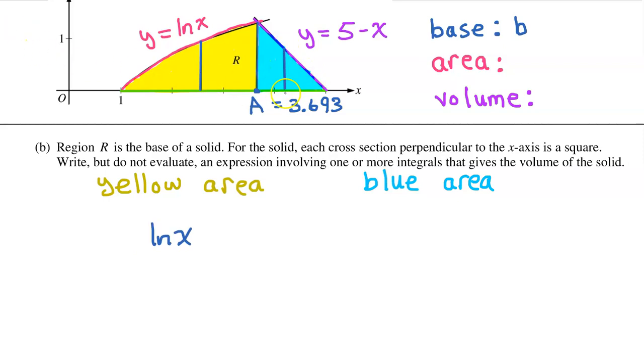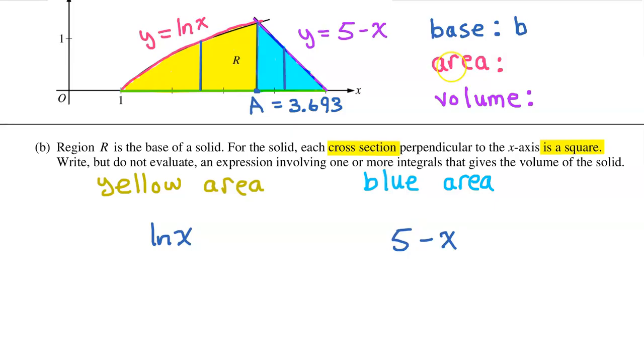Let this blue segment represent the length of the base of a single slice in the blue area. We can find this length by subtracting the top function minus the bottom function. The top function is 5 minus x. And the bottom function is 0, but again, we don't need to write that.